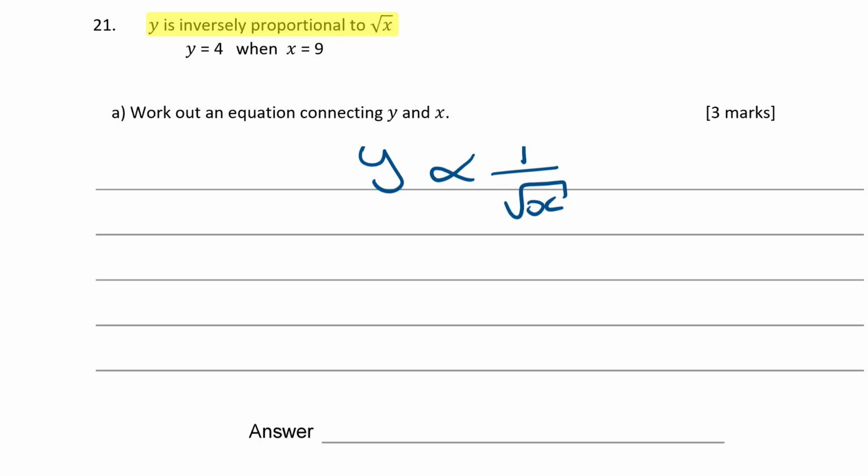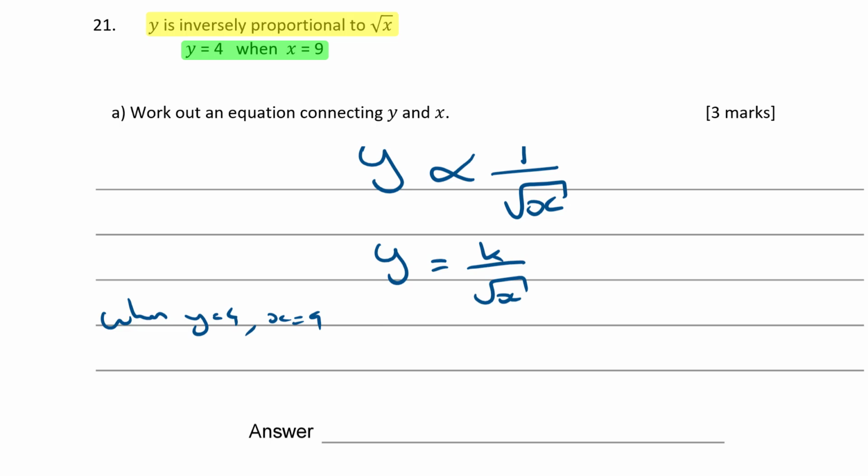Okay, then we can replace the proportional symbol with equals k, so then that becomes y is equal to k lot over root x. Okay, then at this point we search for the pair of values that go together so we can evaluate k, and here I've got y equals 4 and x is 9. So when y equals 4, x is equal to 9, that allows us to evaluate what k is.